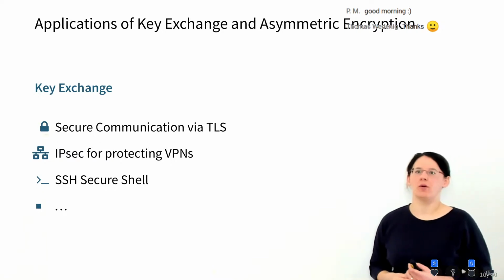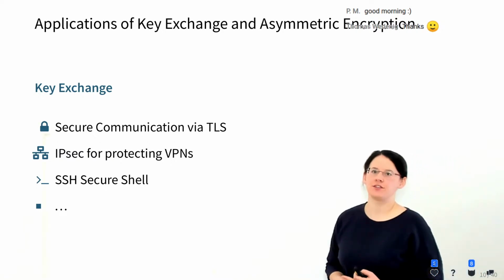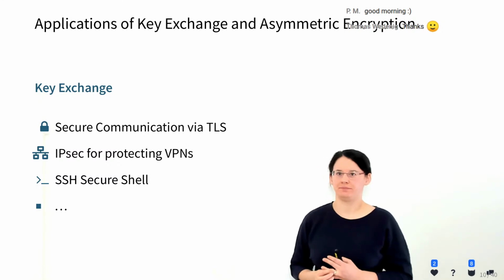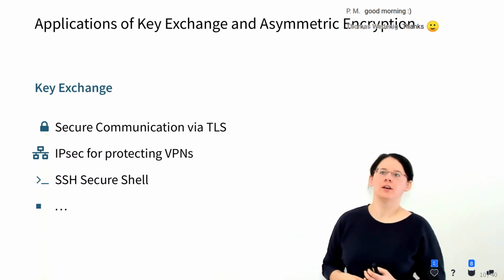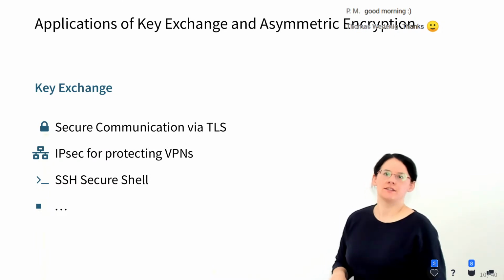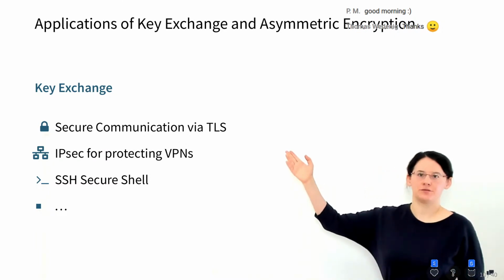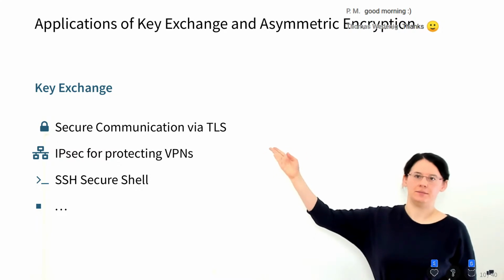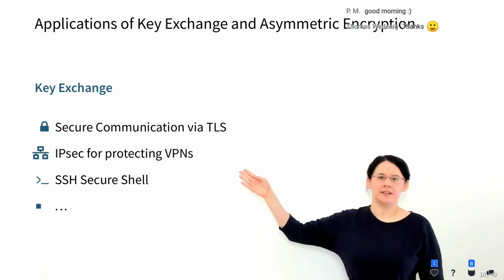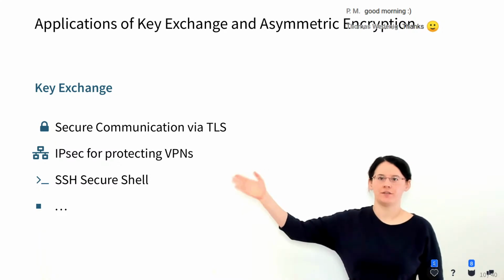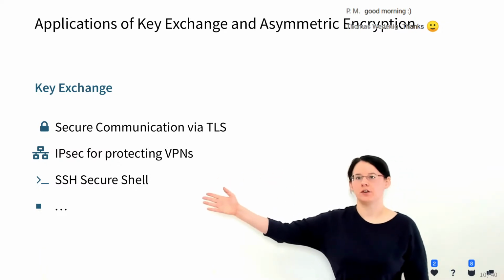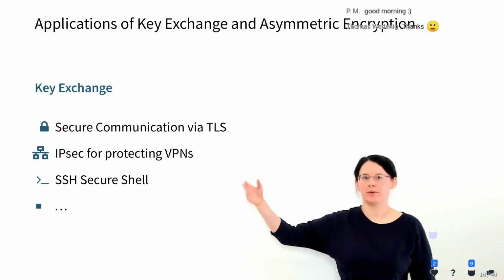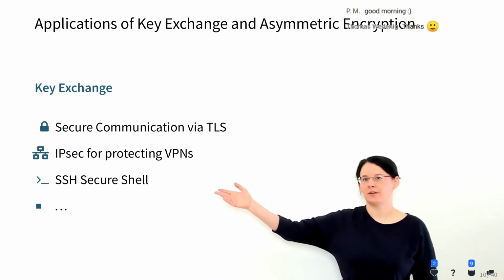Now for the other scheme, where are we using key exchange schemes and asymmetric encryption? Usually, or most frequently, this is as part of communication protocols, such as, for example, TLS for browser security, so HTTPS connections, when you build those up, or also the IPsec protocol, which is used whenever you use a VPN connection, or as part of SSH connections, for example, when you connect to a server or something via the shell.